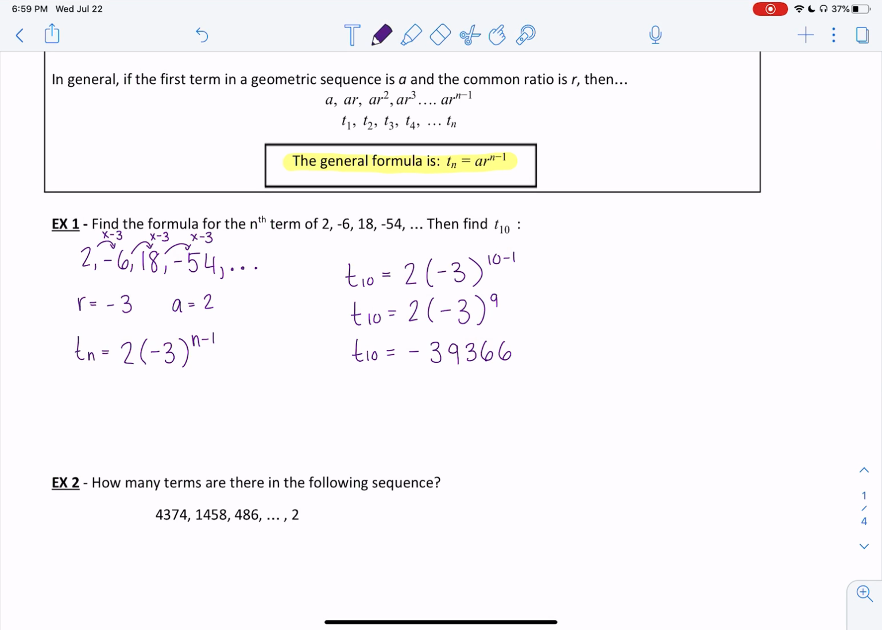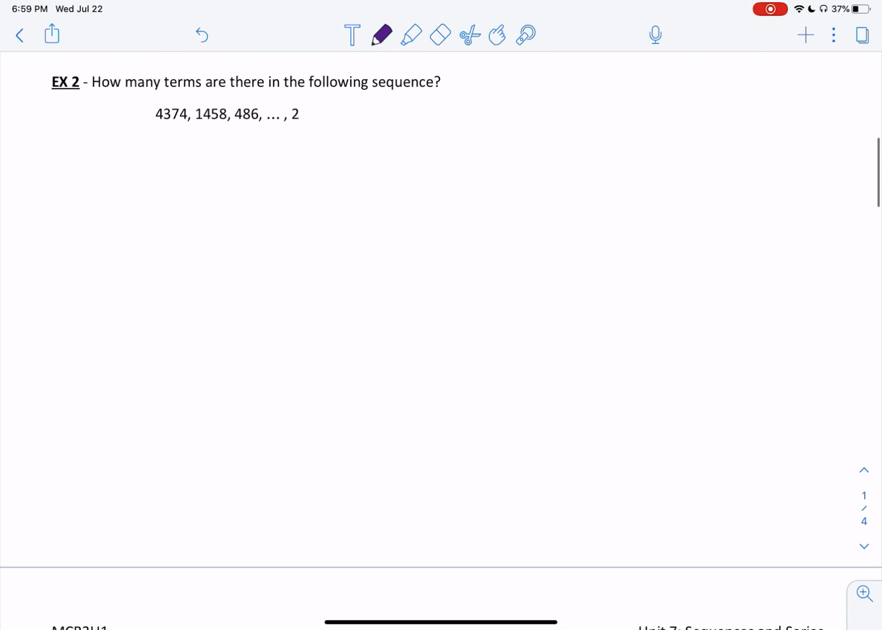So now let's do another example. So example 2 is asking us, how many terms are there in the following sequence? So I have 4,374, 1,458, 486, and I get all the way down to 2. So we know we end at 2, but we don't know how many terms are in this sequence. So the first thing we need to do is we need to find our general formula. So let's start by trying to find our r.